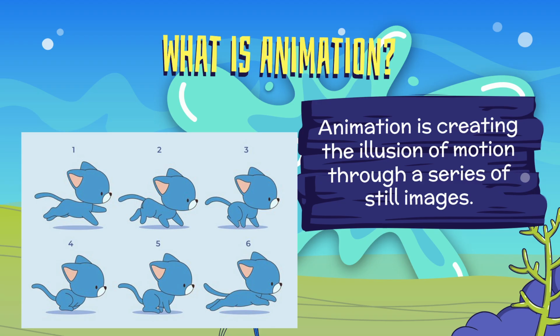Now, before going into this session in detail, let's see what exactly animation is. Animation is creating the illusion of motion through a series of still images. That means animation is the technique of making drawings, images, or objects appear to move. It works by showing a sequence of images really fast, so fast that our brain thinks it's one smooth motion.